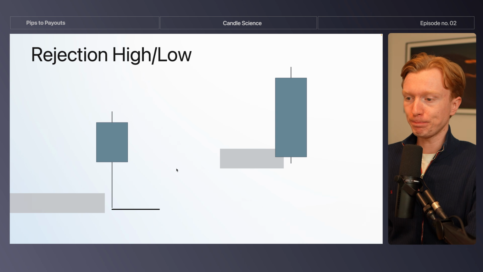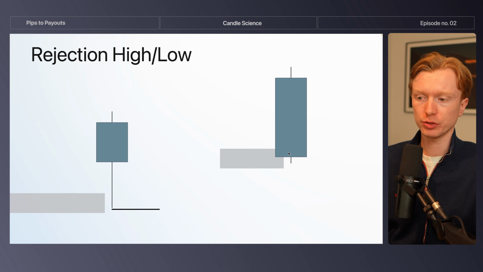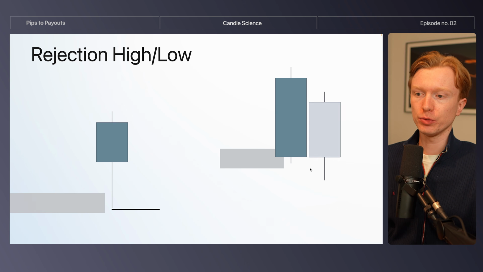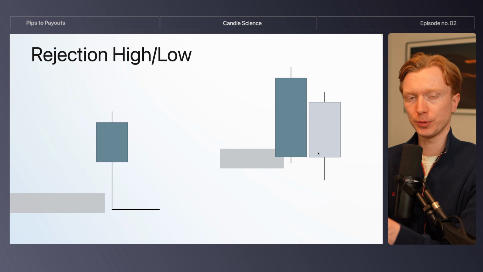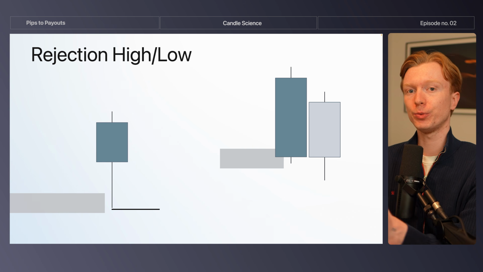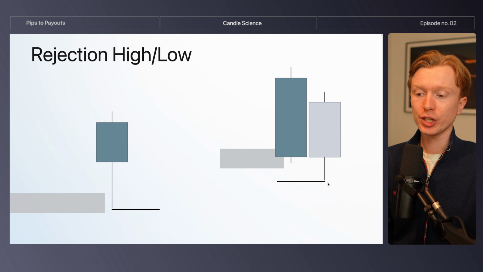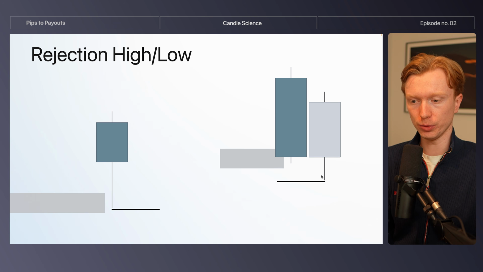Now, on the other side, when the first candle doesn't create a rejection and the second candle does create the rejection right there, it's important to understand that the second candle is that respect candle. So the second candle is that rejection. So the rejection low is going to be the second candle right there.